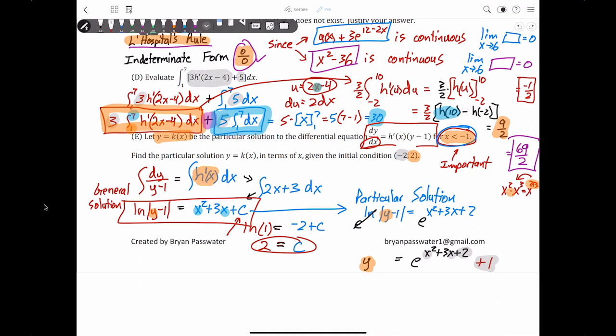So our final answer becomes y of x is equal to e to the power of x squared plus 3x plus 2, and on the bottom, plus 1. That would be the answer to part E.